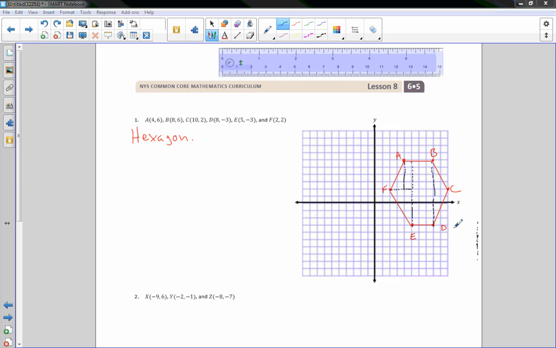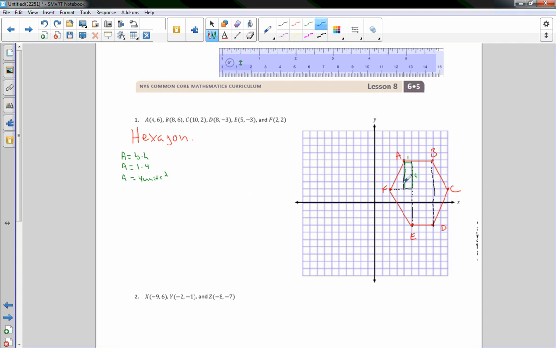Okay, so I'm going to start with the easier one, this small little rectangle here. That's a base of 1 and a height of 4. So the area equals base times height. So the area equals 1 times 4. So the area equals 4 units squared.